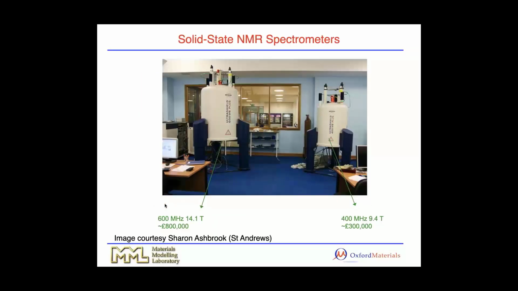Just very simply, in case people aren't familiar with the technique, here are a couple of NMR spectrometers in one of my collaborators' labs up in St Andrews. Okay, most of what you're seeing there is actually the cooling for the superconducting magnets.